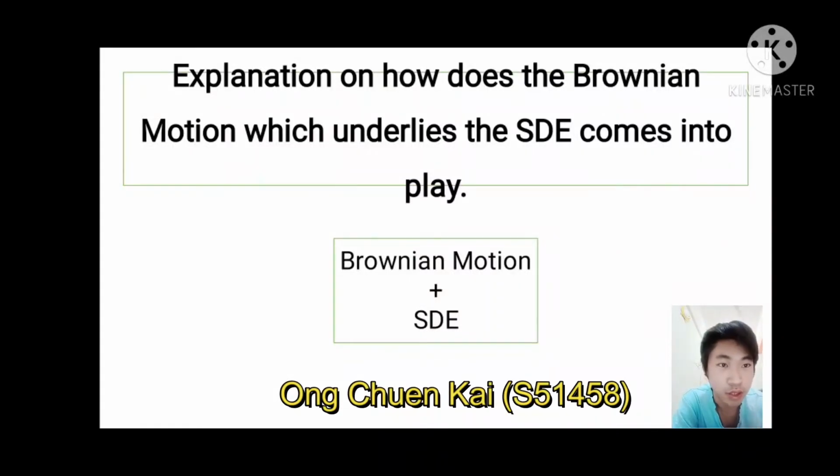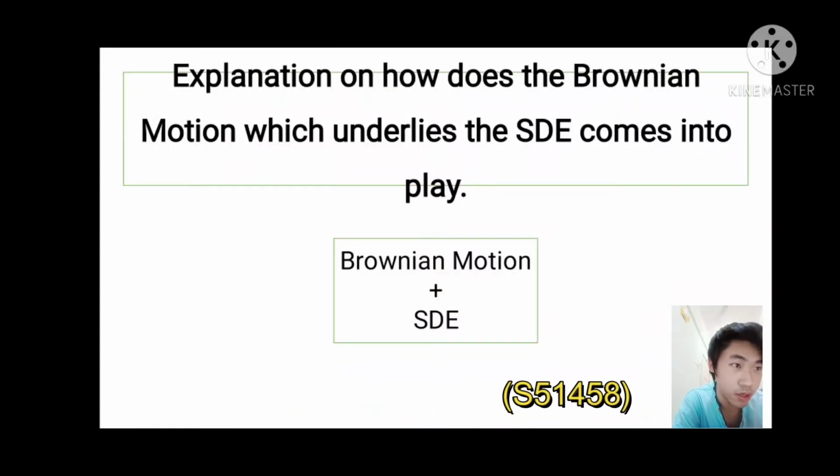Okay, so now I would like to explain how the Brownian motion which underlies the SDE comes into play. At first, the Brownian motion is a zigzag motion, which we can also call a random walk. Next, in our study, the stochastic differential equation is used in mathematical finance to model the stock price. So we apply the Brownian motion in the SDE, which will solve the problem of the price movement of the stock, and also we can predict the future price of the stock.